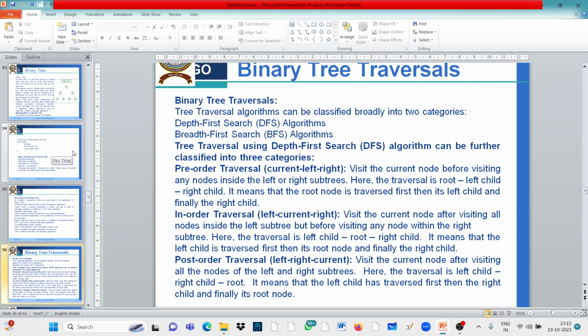Then in-order traversal is left, current, right: visit the current node after visiting all the nodes inside the left. So starting from the bottom left, then the parent, then the right, and like that we go on. Here the traversal is left child, then the root, then the right child. This is the order. Then coming to the post-order traversal, left, right, current. Here we visit the current node after visiting all the nodes on the left and right. You get it now? We'll take an example there so we can understand all these things.